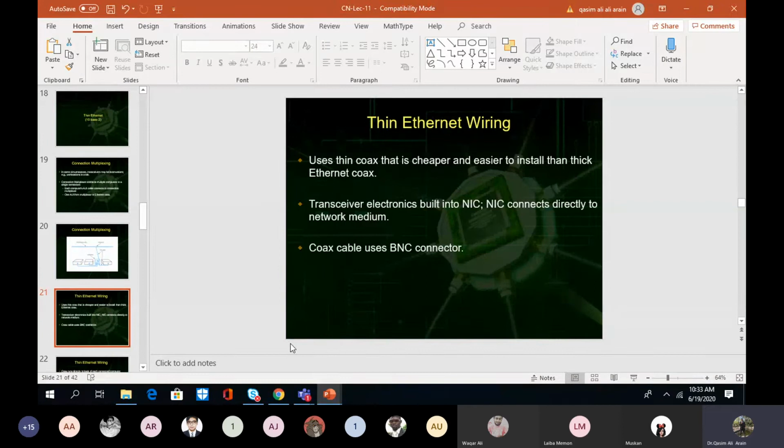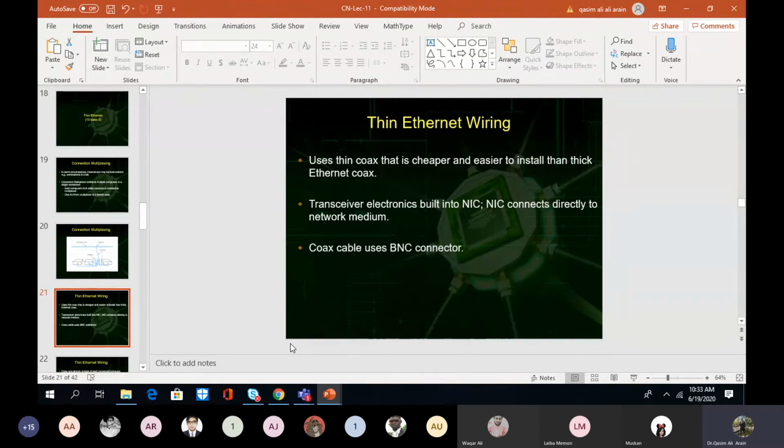Right. For thin Ethernet, we might have the cheaper wires. We might have the smaller thin wires rather than the thick Ethernet coaxial cable. Transceiver electronics are built into NICs, and NICs connect directly to the network medium. कोएक्सियल केबल यूजेस BNC कनेक्टर. अब यहाँ पे ना सिचुएशन डिफरेंट है. इसमें आपके पास जो ट्रांसीवर है ना, दैट इज नॉट ओपन, दैट इज ऑलरेडी बिल्ट इन इनसाइड योर नेटवर्क इंटरफेस कार्ड, राइट? That is not in the thick Ethernet.